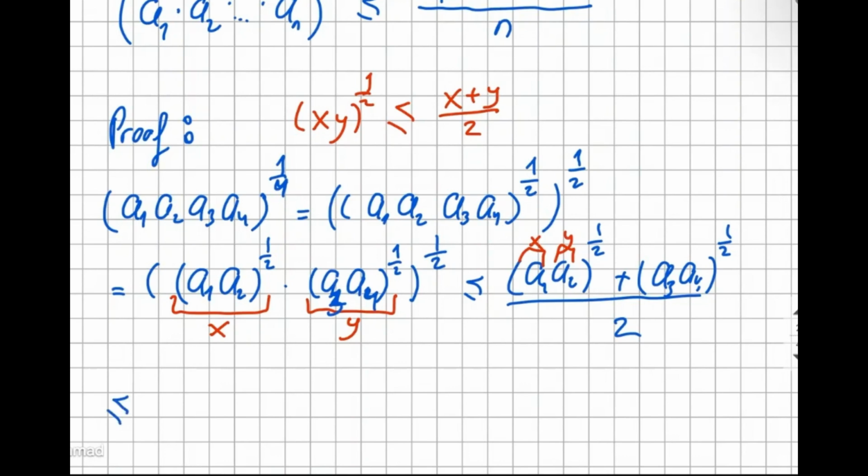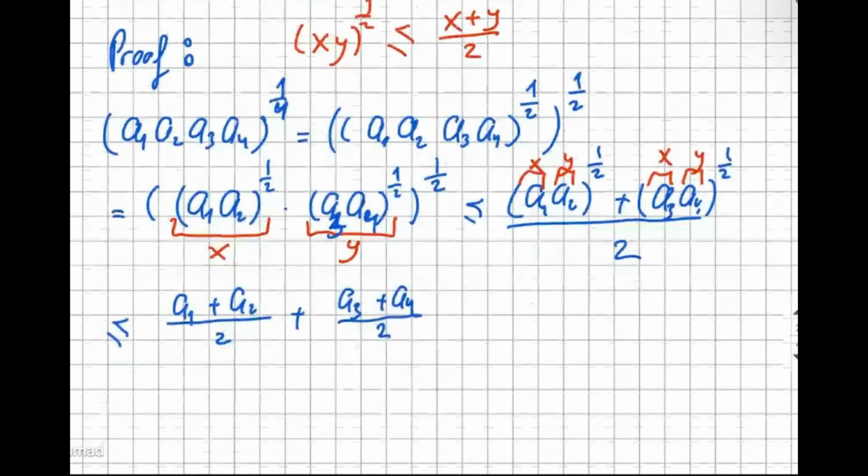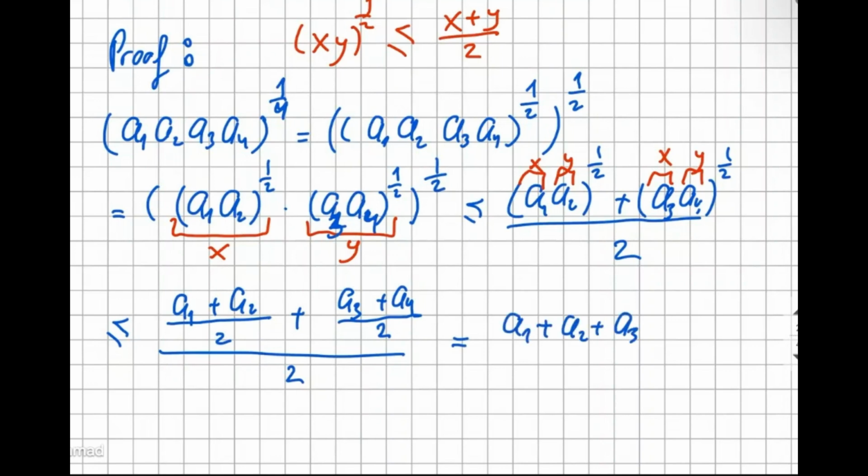So this is smaller or equal to a1 plus a2 divided by 2 plus, now we do the same thing here. We say this is x, this will be our y, so this is just a3 plus a4 divided by 2. In all of this, we still have our outer division by 2, and this becomes ultimately a1 plus a2 plus a3 plus a4 divided by 4.